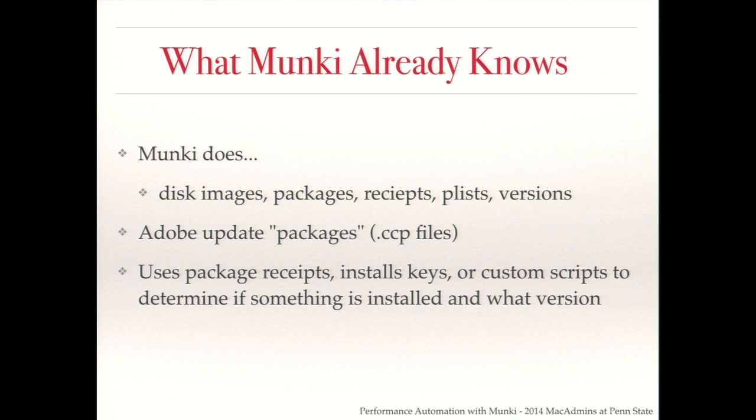And you can use package receipts, installs keys, or custom scripts to determine if something is installed and what version it is. There's certain software where the installs key or the receipts key don't work all that well. So you can use a custom script, just bash scripting or Python, that says if it's this version, then it's installed. And Munki will check that every time it goes through that process automatically.